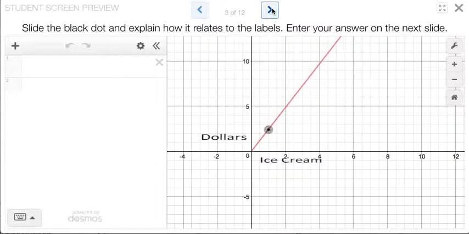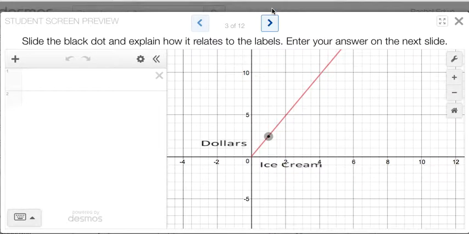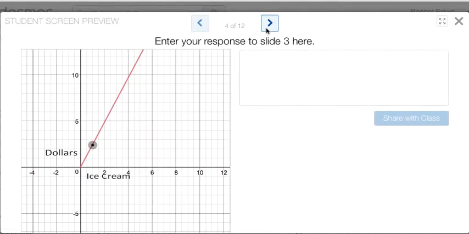So again, unit rate. I want them to look at 2 different types of measurements and how they correlate with each other. So on this one, they see dollars and ice cream. And the next one is how it relates to each other. So hopefully they'll say that if you buy more ice cream, the dollar goes up, something like that. Again, share with the class so they can see other people's ideas and share their own.